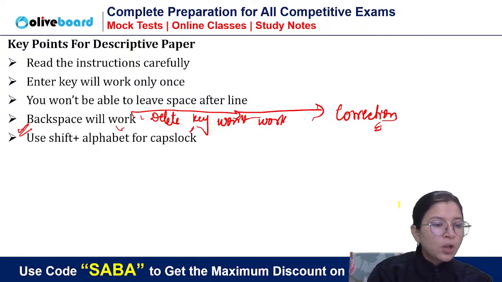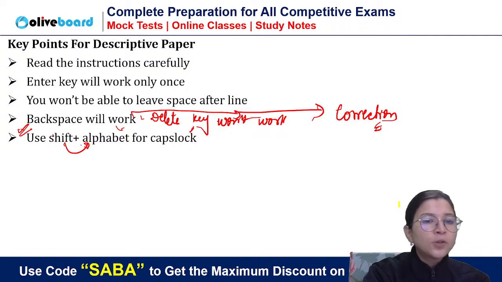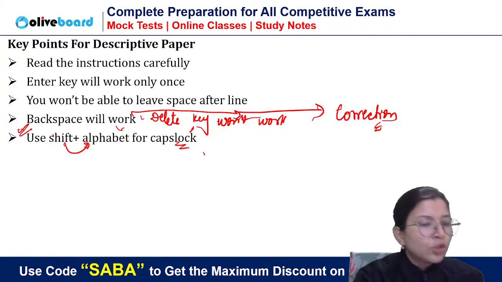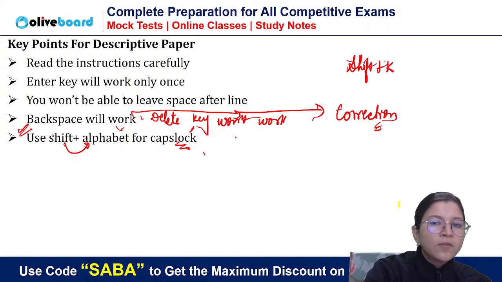If you want to type a capital letter, you have to use shift plus alphabet. Okay, shift plus, because caps lock key will also not be functional, so you will be using shift plus the alphabet for the caps lock. ठीक है, जैसे अगर आपको k को कैपिटल करना है, तो shift plus k, you will press shift plus k and it will automatically become capital K. Okay.